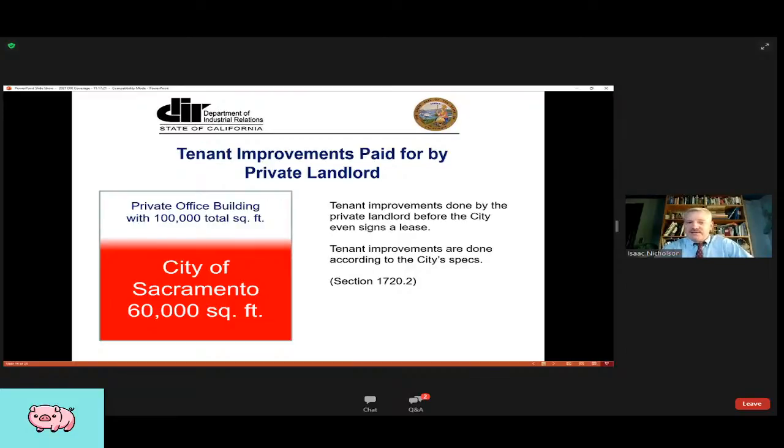And is this covered work? It is under 1720.2 because more than 50% of the assignable square footage of the office building is being leased to a public entity, and the improvements are undertaken after the lease is signed. So, excuse me, even before the lease is signed, if the tenant improvements are done according to the city's specifications, it may be covered. So, important to be aware of that.